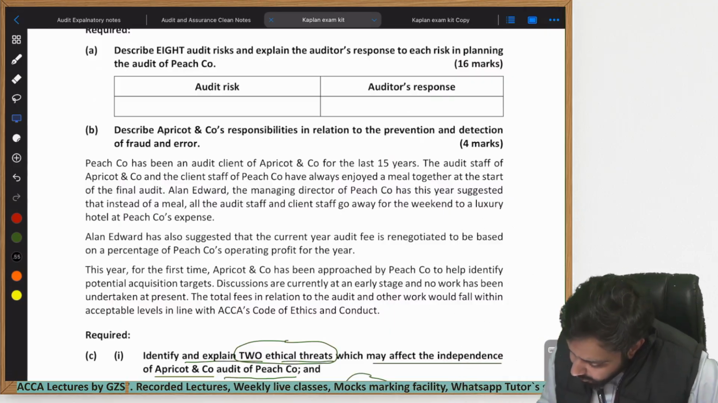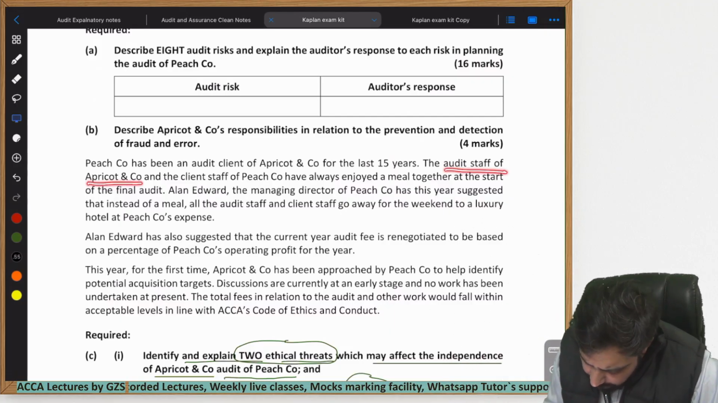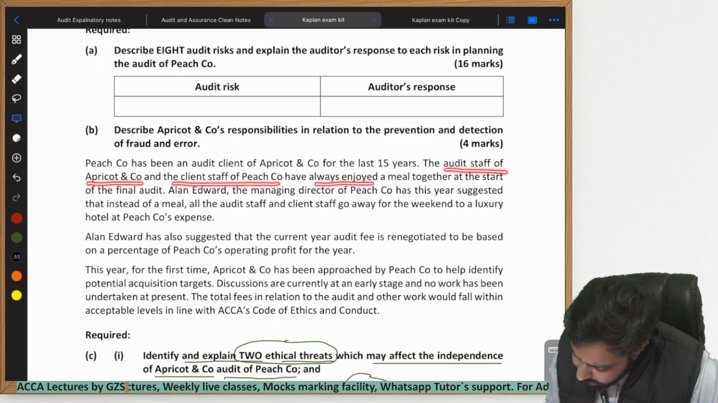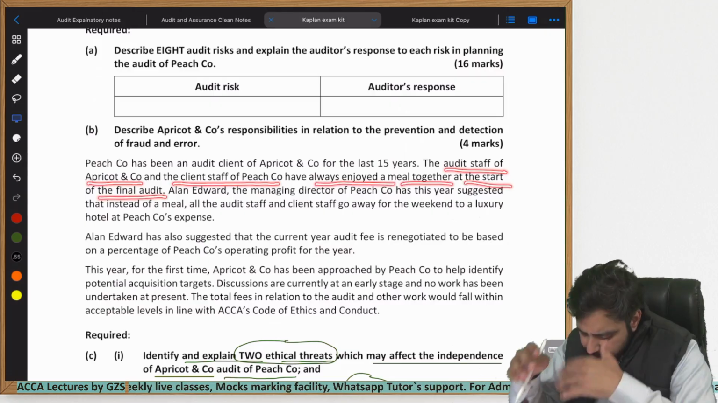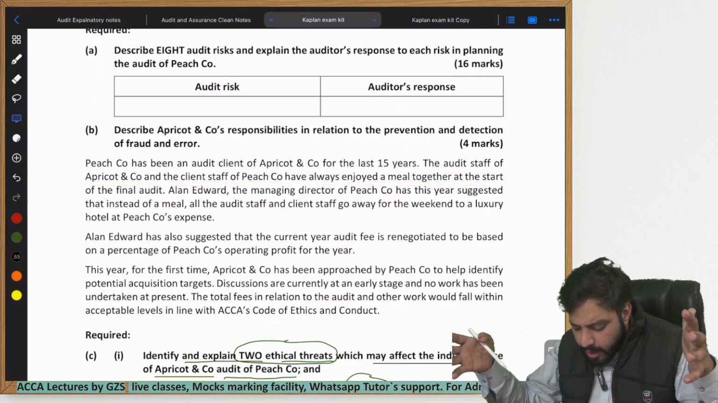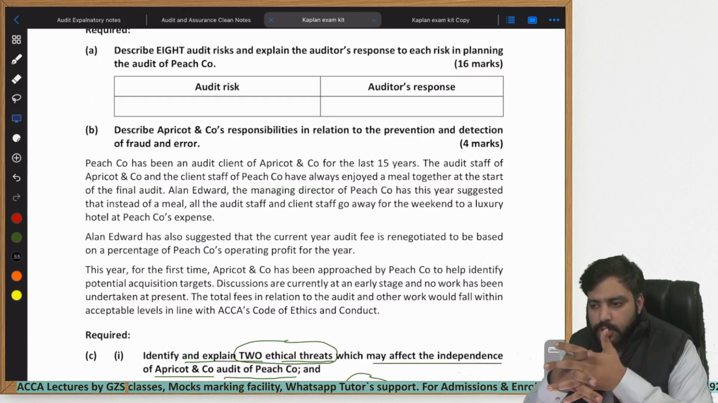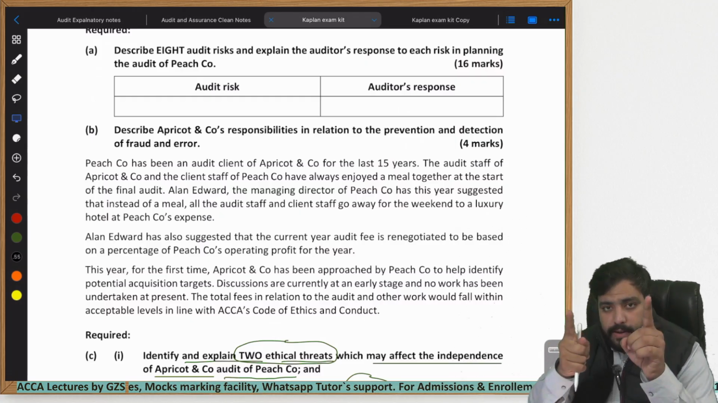Let's read forward. The audit staff of Apricot Corporation and the client, Peach Corporation, have always enjoyed a meal together at the start of the final audit. So basically at the start of each audit, they go together for dinner, for lunch. Now there is a threat here.